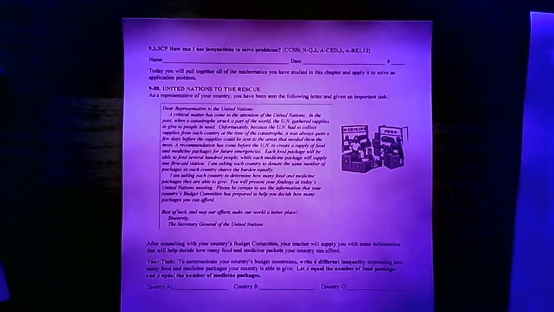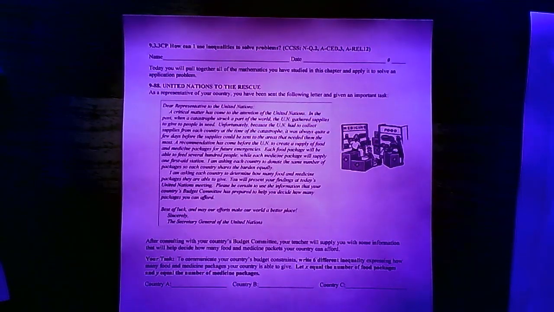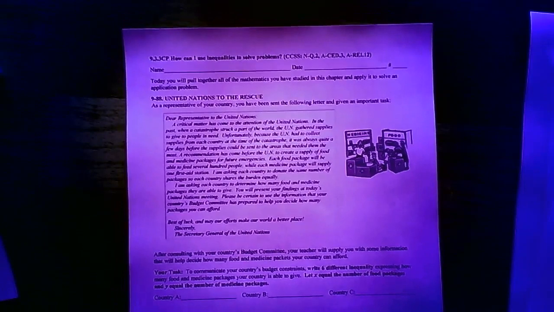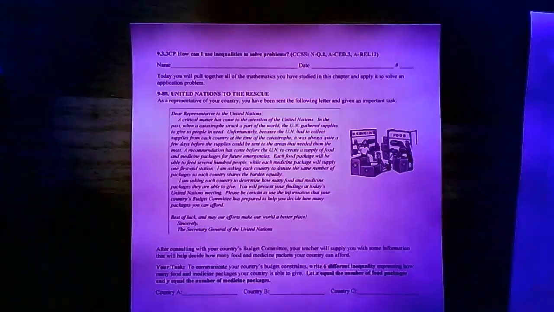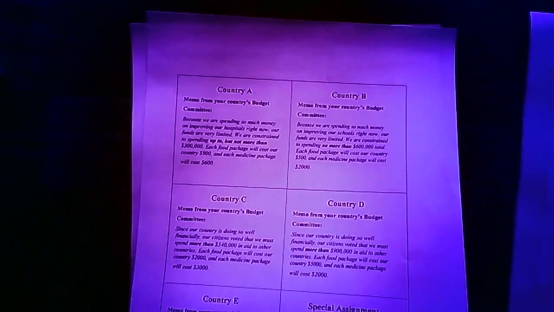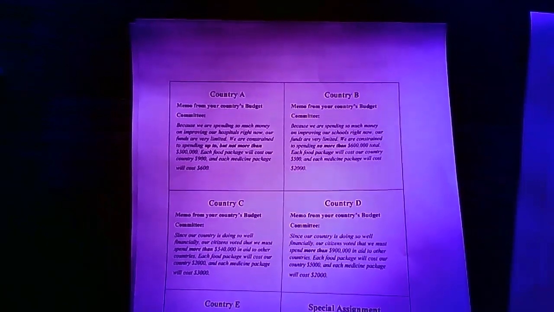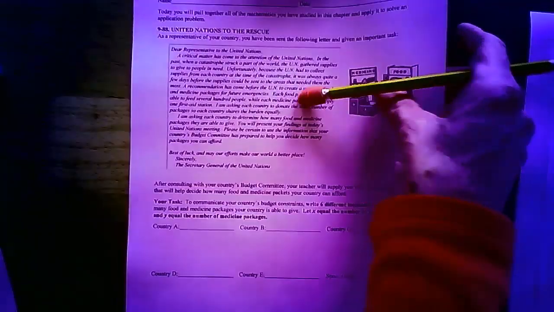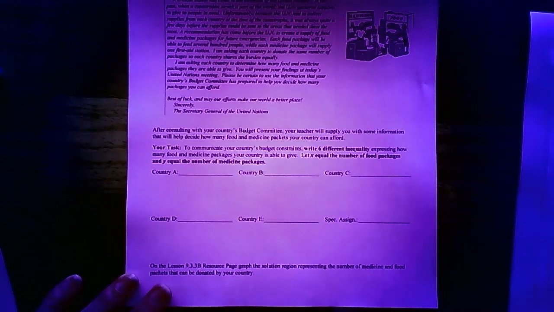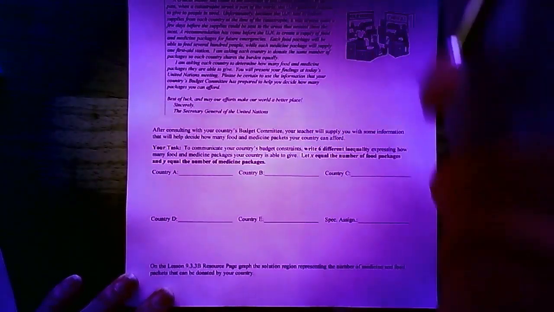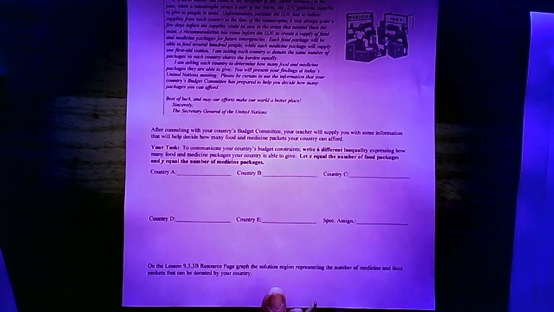So today, you're going to want to make sure that you've got your ruler and you've printed everything out. You should have your note sheet, traditional looking. You should have a graph because we're going to be graphing this information, and you should also have your cards on each country. So there are 5 countries, and there's also a special assignment box. So what we're going to do is go down to each country and figure out what kind of constraints they have on their budget and their resources. So we'll start with country A.